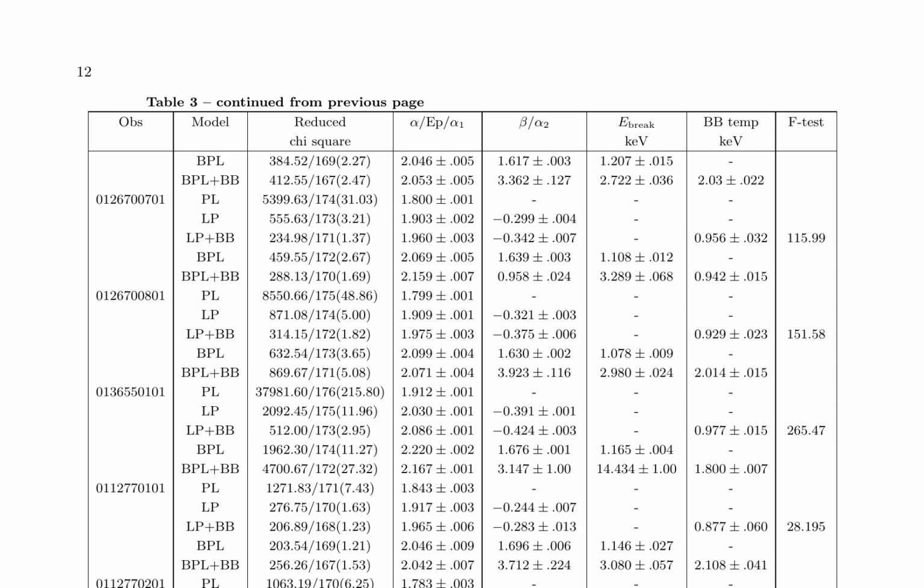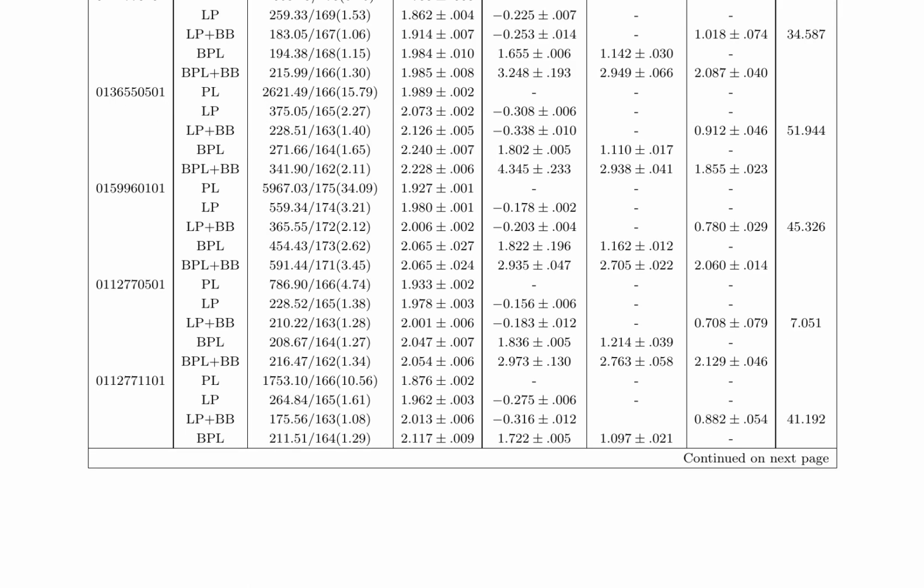The observed model reduced, or OMR, is a crucial component in enhancing overall model performance. Evaluated across various datasets, the OMR's performance metrics are presented in the table, including alpha, beta, a break, and F-test values. Notably, the OMR demonstrates improved performance when combined with other models, such as BPL and LP. These combinations yield enhanced alpha and beta values, highlighting the significance of the OMR in boosting model accuracy. The table provides a comprehensive comparison of the OMR's performance across different datasets, showcasing its adaptability and reliability.